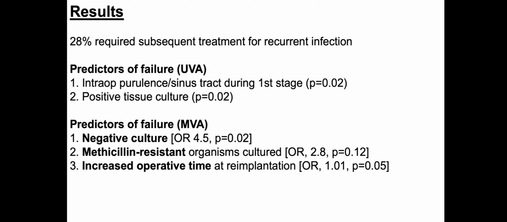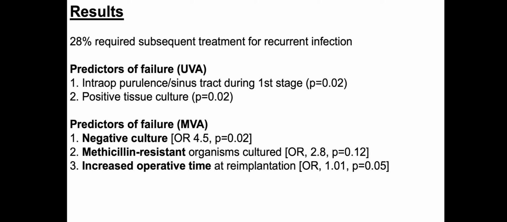And in their univariate model, what they found to be significant included intraoperative findings of purulence or sinus tract during the 1st stage, and then obviously positive tissue culture. If we think back to the MSIS criteria from the beginning of the talk, both of these points are part of the major criteria. So it was nice to reproduce that in the study because it showed how important those 2 factors are in the diagnosis of PJI.